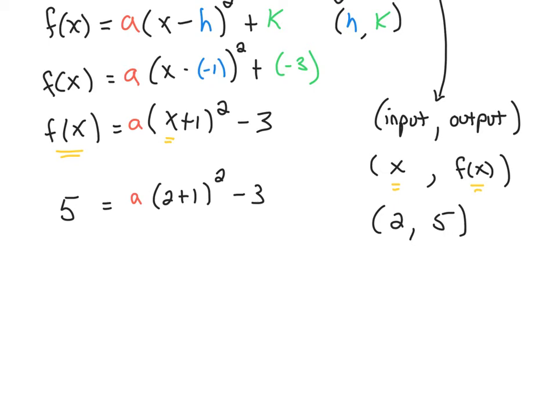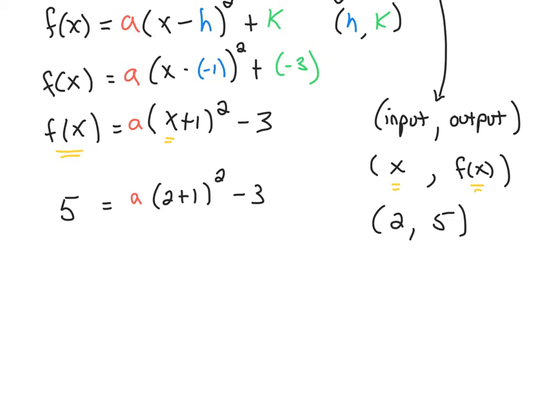Okay. 5 is equal to a times (2 plus 1) squared minus 3. Well, if I take a step back and look at this, notice how everything is a number except for a. A is the only thing that's remaining in this equation. I have a 5, 2, and a 1, and this is squared, and minus 3. So what I can do is get all of these numbers together. I can rearrange everything to get a by itself, and that will tell me what the value for a is.